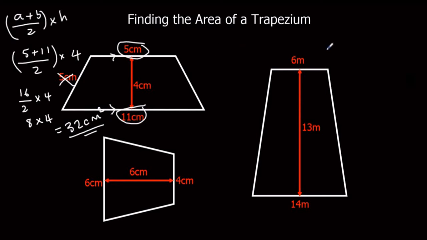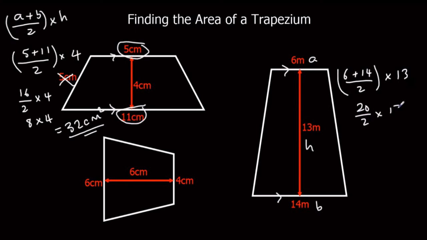So we look at this one over here now. A and B, the two parallel sides, are these two. And this one's the H, the height. So it's 6 plus 14 over 2 times 13. 6 plus 14 is 20. Half of 20 is 10. So it's 10 times 13, and that is 130. In this case, meters squared.